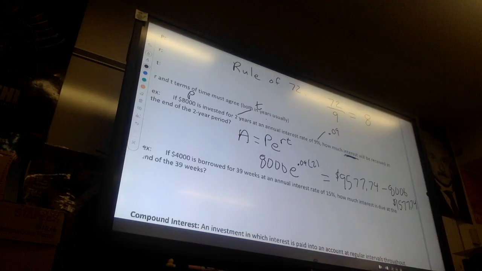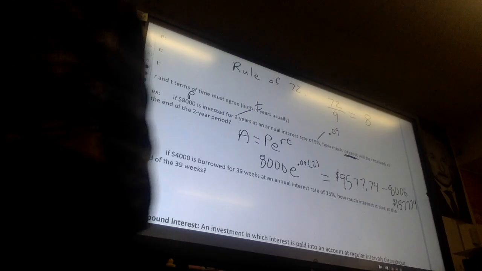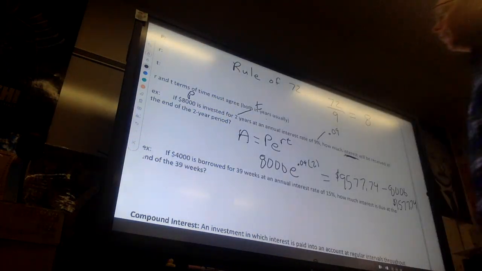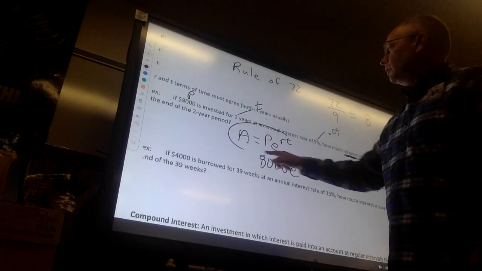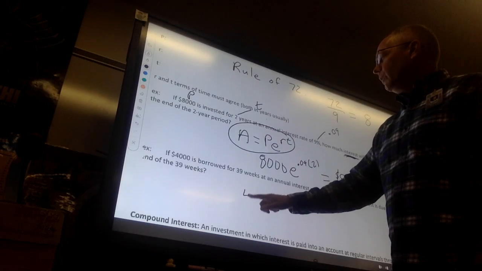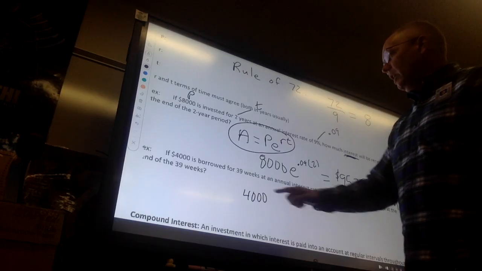But then we get into, if $4,000 is borrowed, okay, so you need to go get a loan for $4,000, and they're going to have you pay for 39 weeks at an annual interest rate of 15%. How much interest is due at the end of 39 weeks? I can still use this equation. I can still go back to use this equation to see how much I would owe.